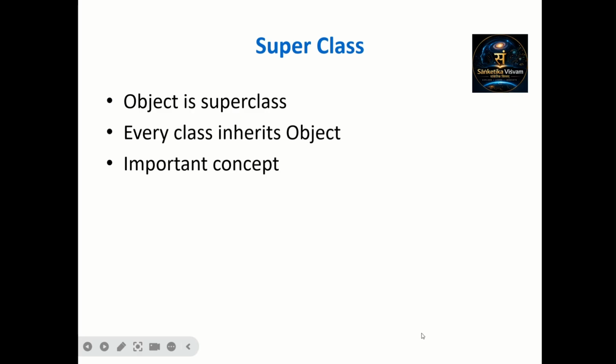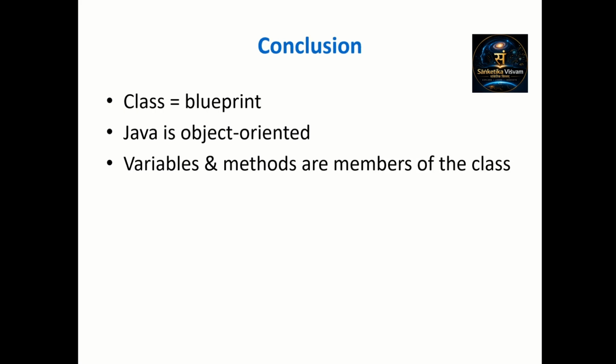Superclass. Object is a superclass for every class. Every class inherits Object. So if the interviewer asks what is a superclass, you should tell that Object is the superclass of any class. Conclusion: a class is a blueprint, so Java is object oriented. Variables and methods are the members of the class.